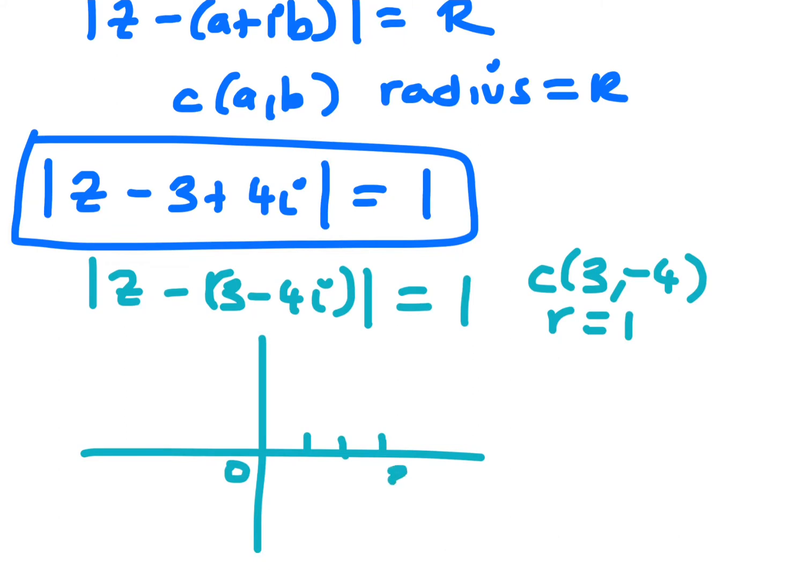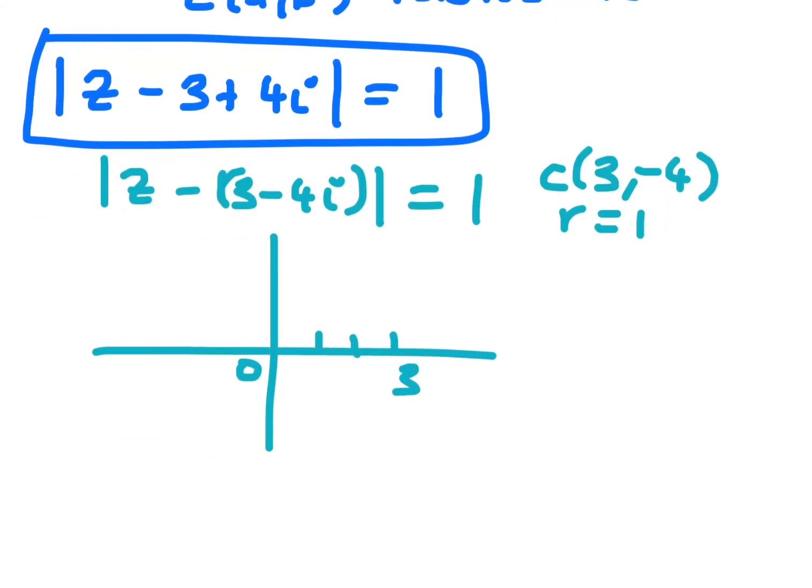So if you go 1, 2, 3, then 1, 2, 3, 4, minus 4, which is there, radius 1, so you just draw a circle of radius 1.